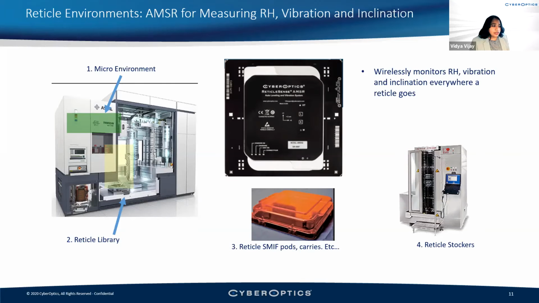If it is a reticle sensor, it can go through the microenvironment, it can travel through the reticle library, it can go anywhere in the reticle stocker, and it can also sense inside a reticle pod, which is where the reticles are stored. So in a SMIF pod, it can also measure inside a case. Basically, we go wherever the reticles and wafers go, and we want to be as close as possible to the SEMI spec for these actual reticles and wafers.